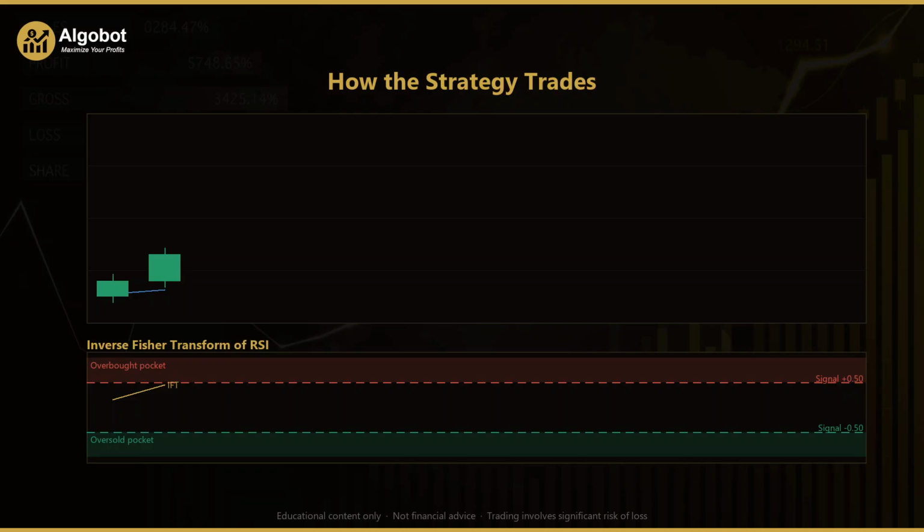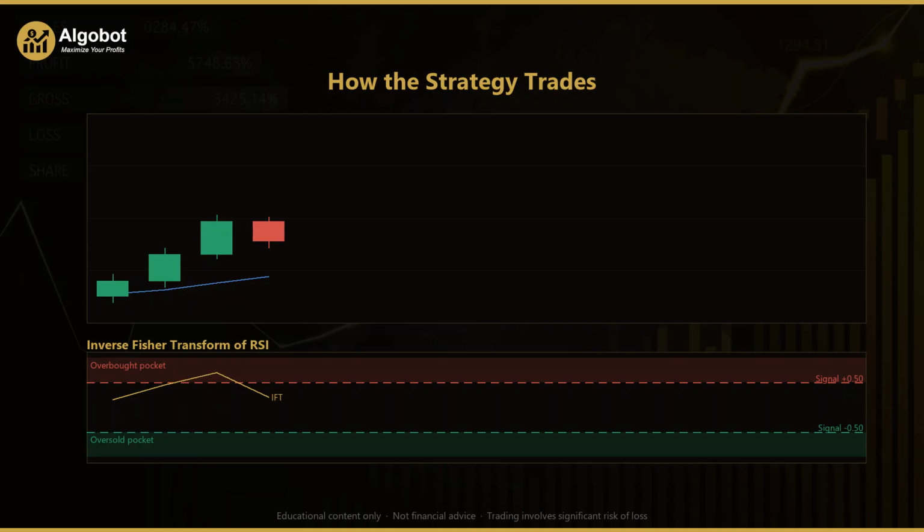On the price panel, you can see the candles and a slow line weaving beneath and then above them. That's our trend filter. In the subpanel below sits the inverse Fisher oscillator, bounded between -1 and +1, with dashed signal levels drawn at +0.50 and -0.50.